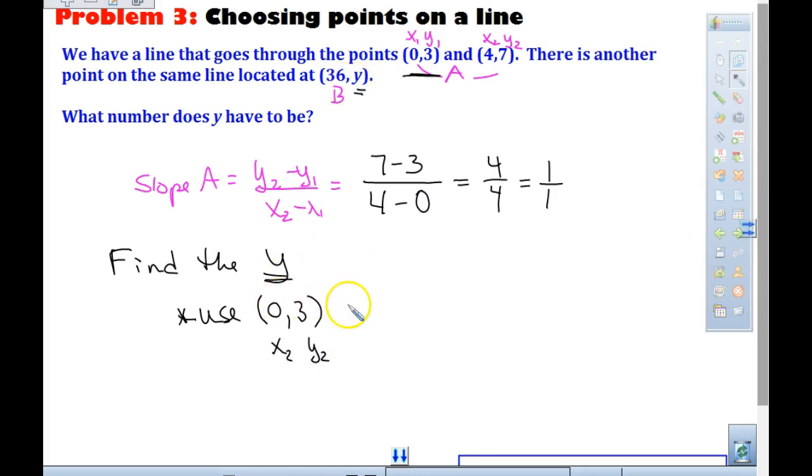Up here, 36 comma y, this is going to be my x1. Please write that, some of you aren't writing anything. This is going to be my y1.